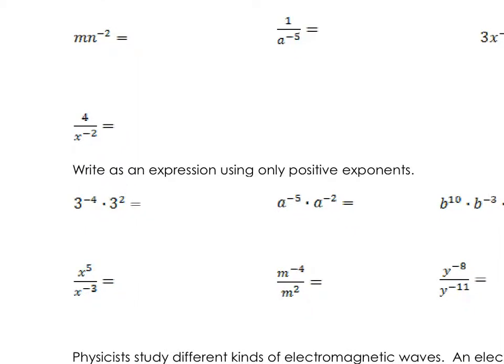Mn to the negative 2. Leave the m alone, but the n has to move to the denominator. 1 over a to the negative 5. That a is not happy where it is. It's in the denominator. We have to move it to the numerator, where it will have a positive 5 exponent.